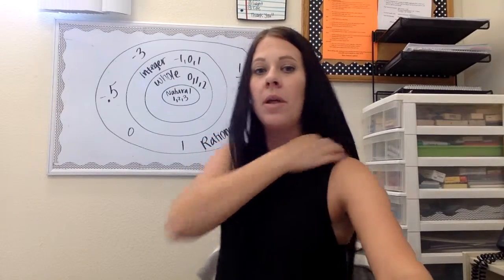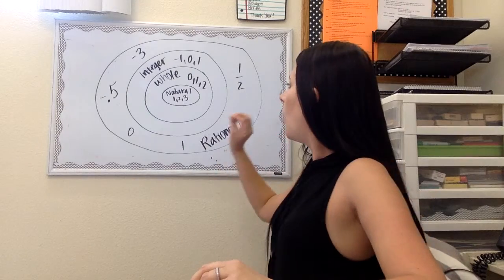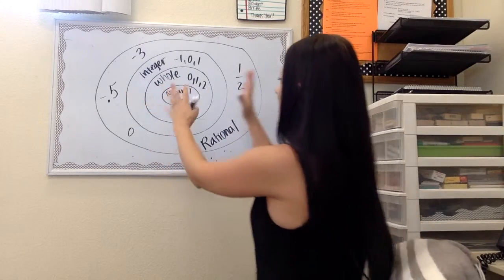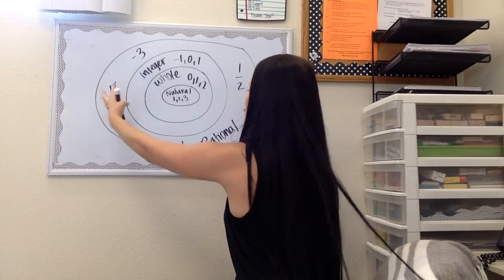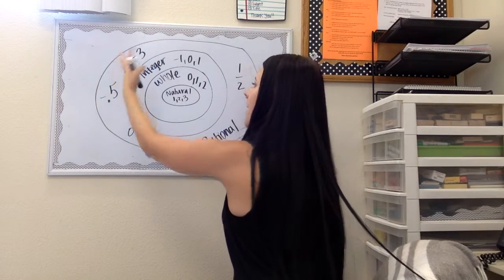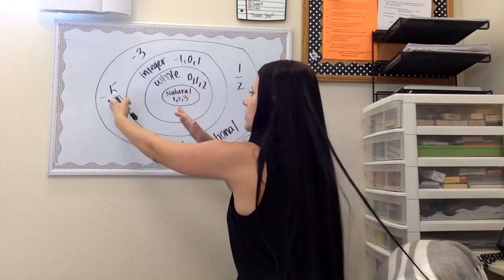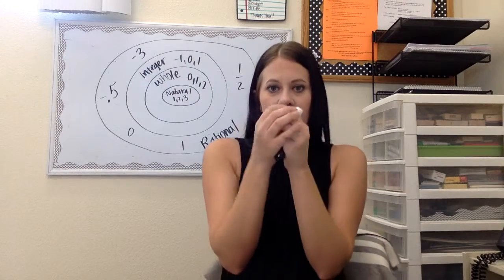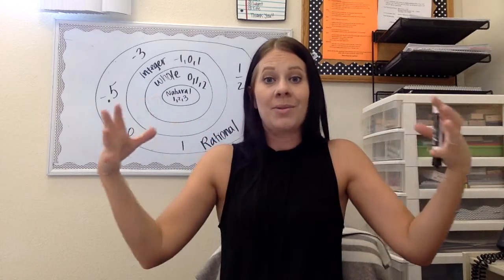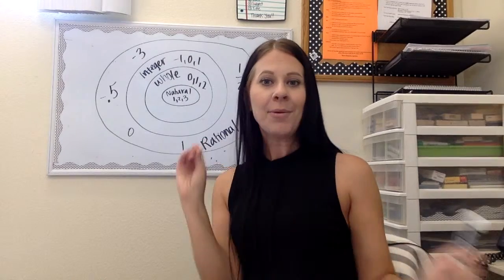Okay, so this is the chart that they use in the book. And what this means is if I'm in the natural section, I'm also in the whole and the integer and under the rational. Okay, but if I'm out here in rational, I'm not an integer or whole or natural. So this chart kind of helps you realize that if you're in the middle, you're really all those other categories also. So your assignment is, I want you to make this chart.